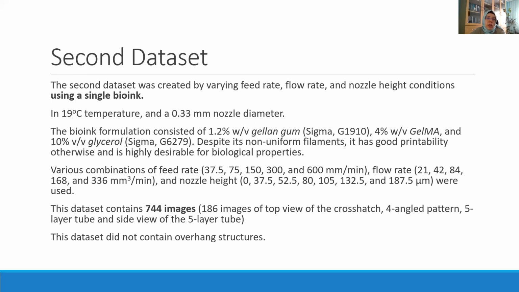And the second database was created by varying feed rate, flow rate, and nozzle height conditions using a single bioink at 19 degrees centigrade temperature and 0.33 millimeter nozzle diameter. The bioink formulation consists of gellan gum, gelatin and glycerol. Various combinations of feed rate, flow rate, and nozzle height were used. This dataset contains 744 images, 186 images of top view of crosshatch, 4-angled pattern, 5-layer tube and side view of 5-layer tube. This dataset did not contain the overhang structure.